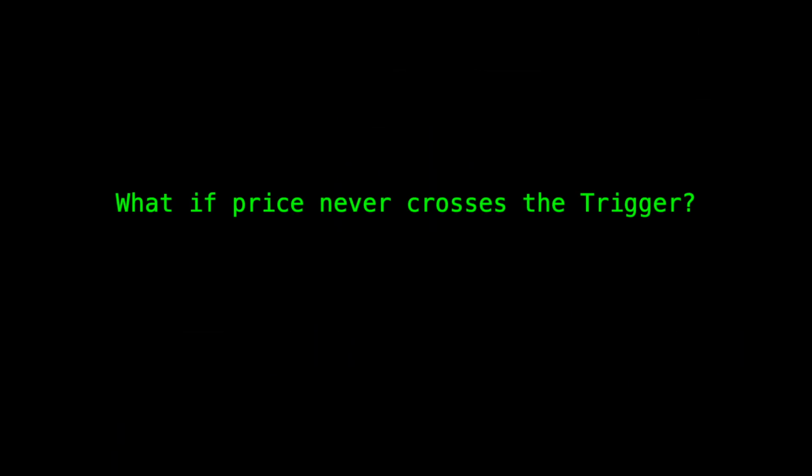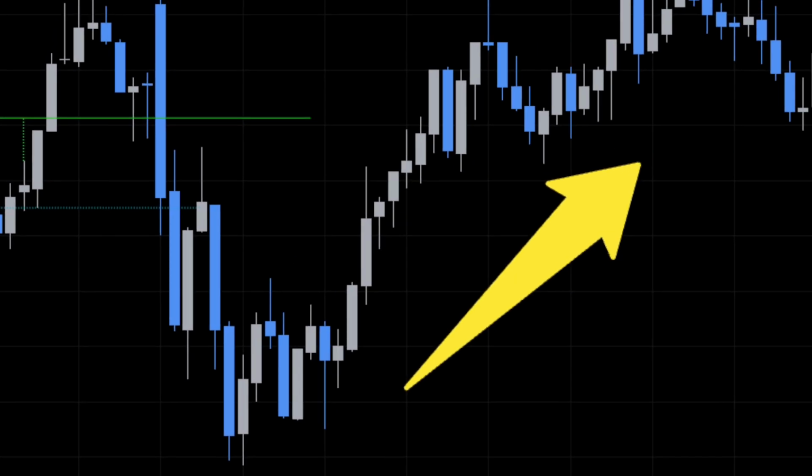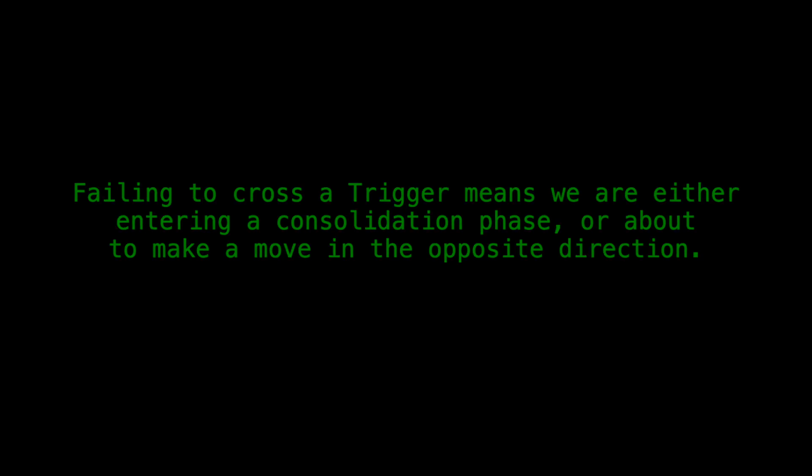Finally, what if price never crosses the trigger? In this case, it means we saved ourselves from a losing trade. The algos decided not to continue in that direction, and their failure to cross the trigger gave away their next move. Typically, failing to cross a trigger means we are either entering a consolidation phase or about to make a move in the opposite direction.